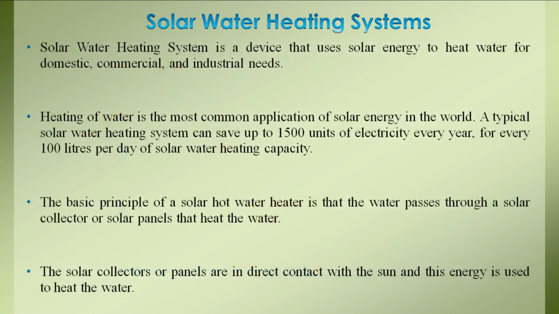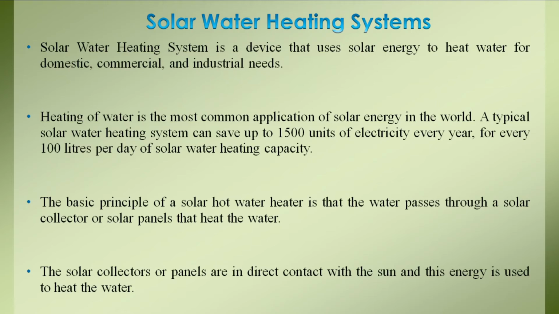A solar water heating system is a device that uses solar energy to heat water for domestic, commercial and industrial needs. Heating of water is the most common application of solar energy in the world. A typical solar water heating system can save up to 1500 units of electricity every year for every 100 liters per day of solar water heating capacity.